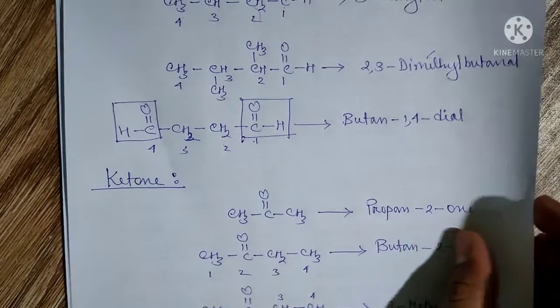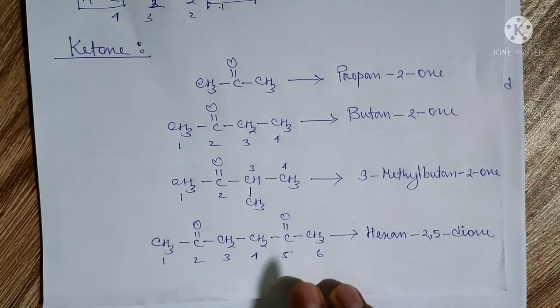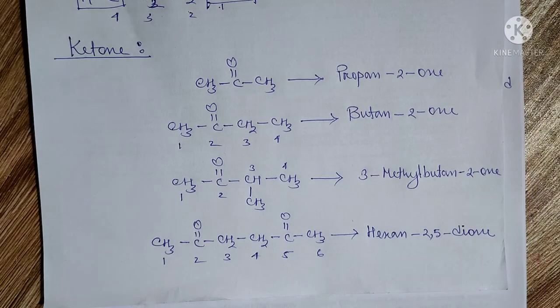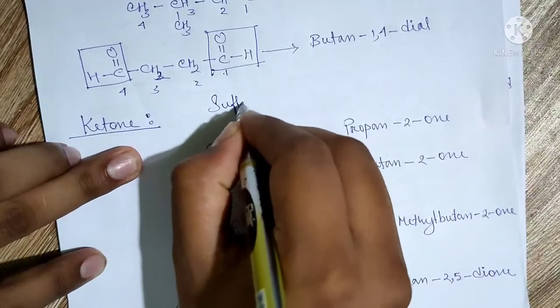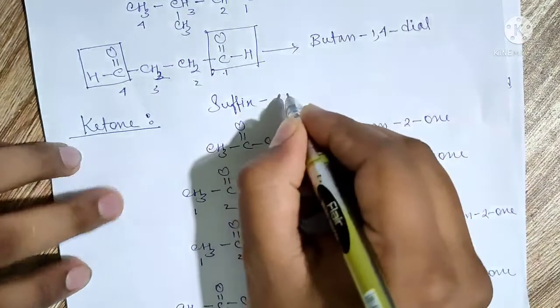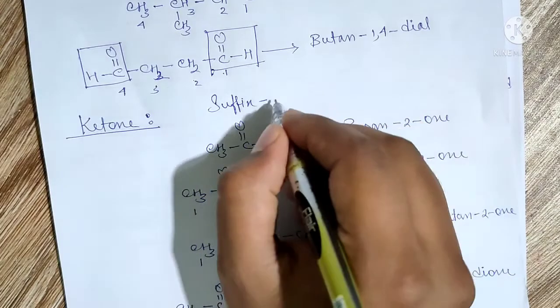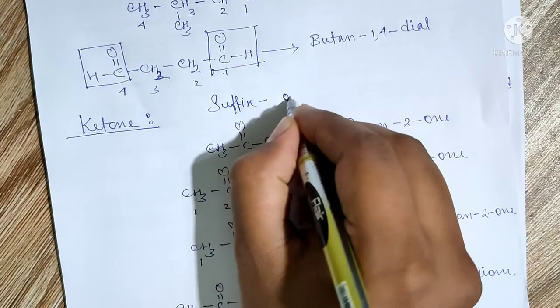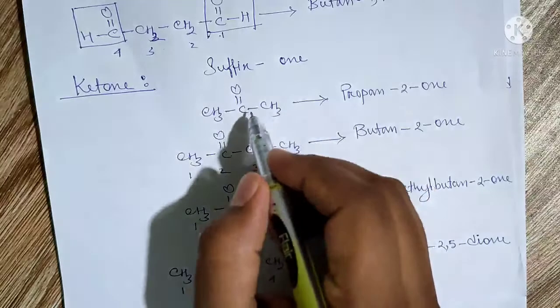Okay. Next is your ketone. IUPAC nomenclature of ketone. In ketone, what is the suffix? Now we are focusing on suffix. Prefix we will discuss in the next class. When we write prefix, we will discuss in next class. So what is the suffix of ketone? That is one. O-N-E. So let us consider this one.